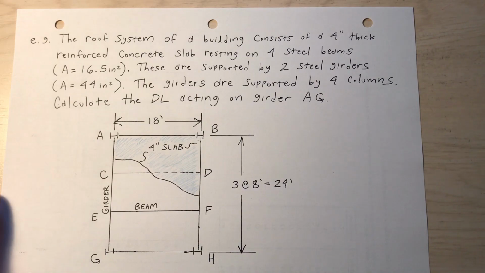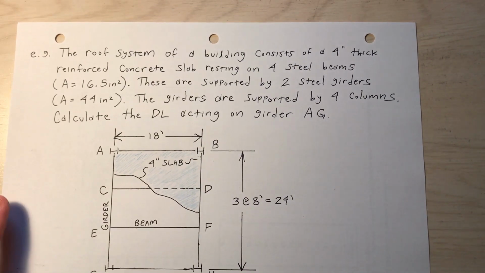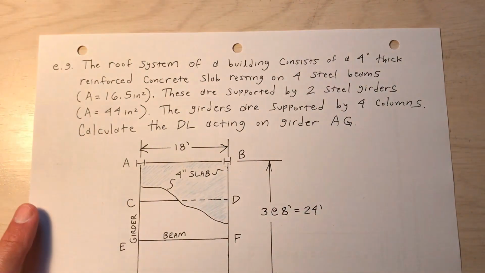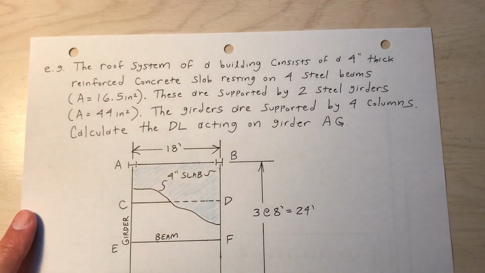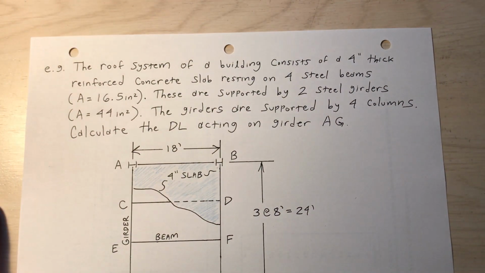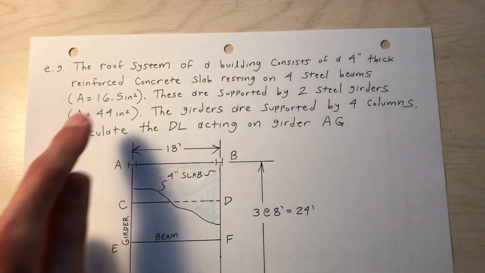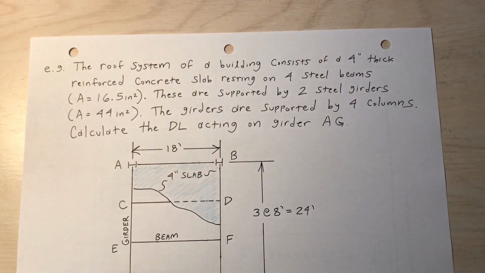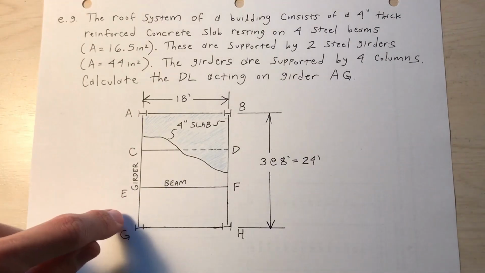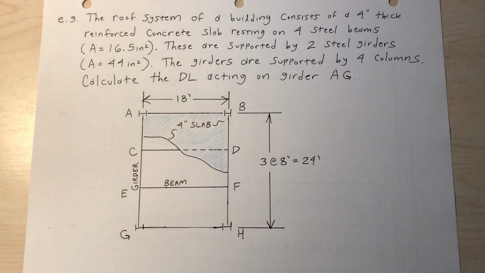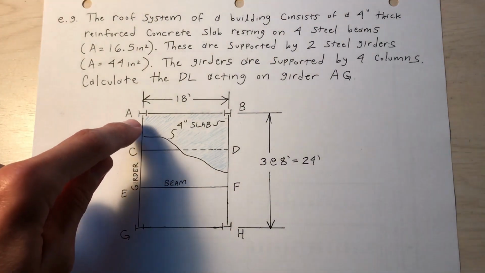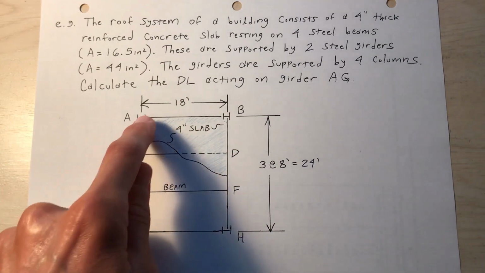Okay, another example of calculating dead load. So consider this. The roof system of a building consists of a 4-inch thick reinforced concrete slab resting on 4 steel beams. That's the cross-sectional area, 16.5 square inches. They are supported by 2 steel girders. A girder is like a big beam. There's 2 steel girders run along the sides. So we're looking at the roof plan of this building. So the 2 girders along the sides, these are the beams.